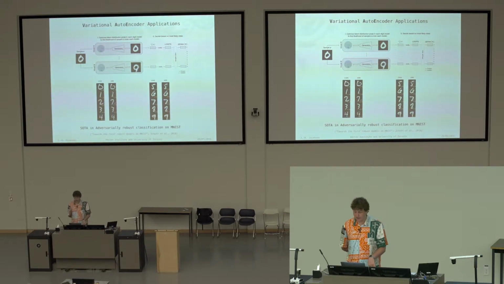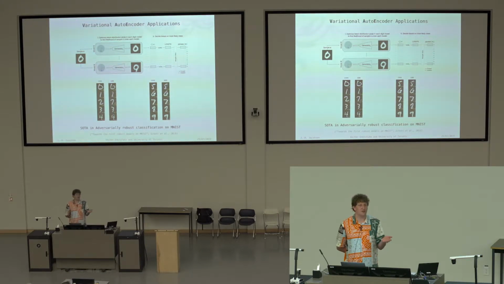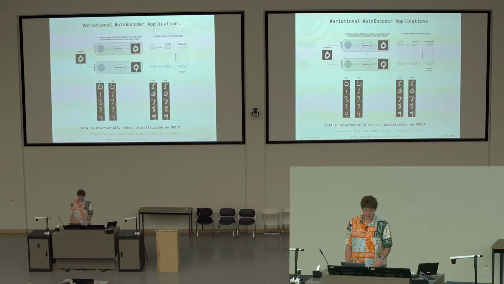Another application of variational autoencoders is what is the state of the art in adversarially robust classification on MNIST. The idea is to use variational autoencoders as class conditional generative models and then get a robust classifier from this.